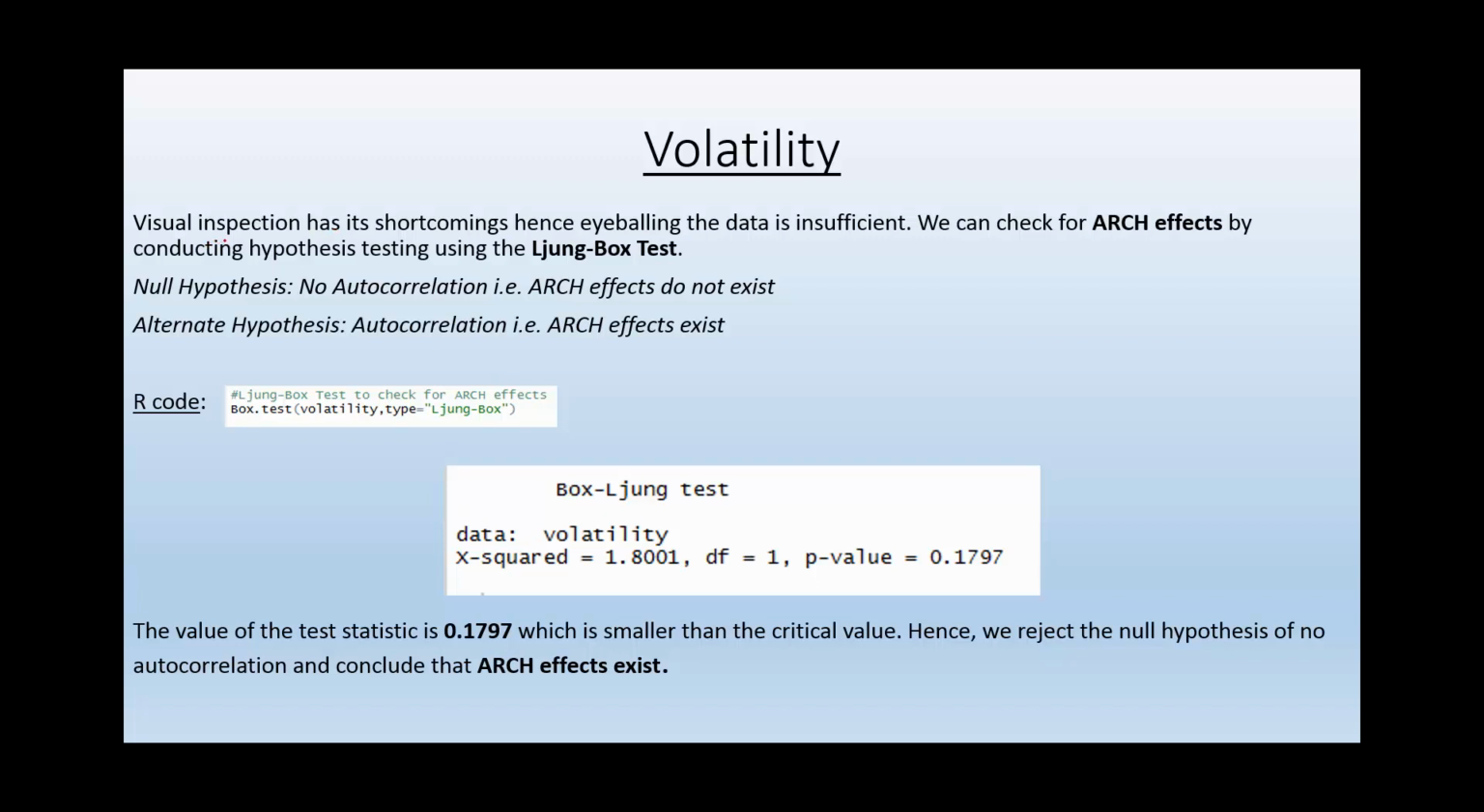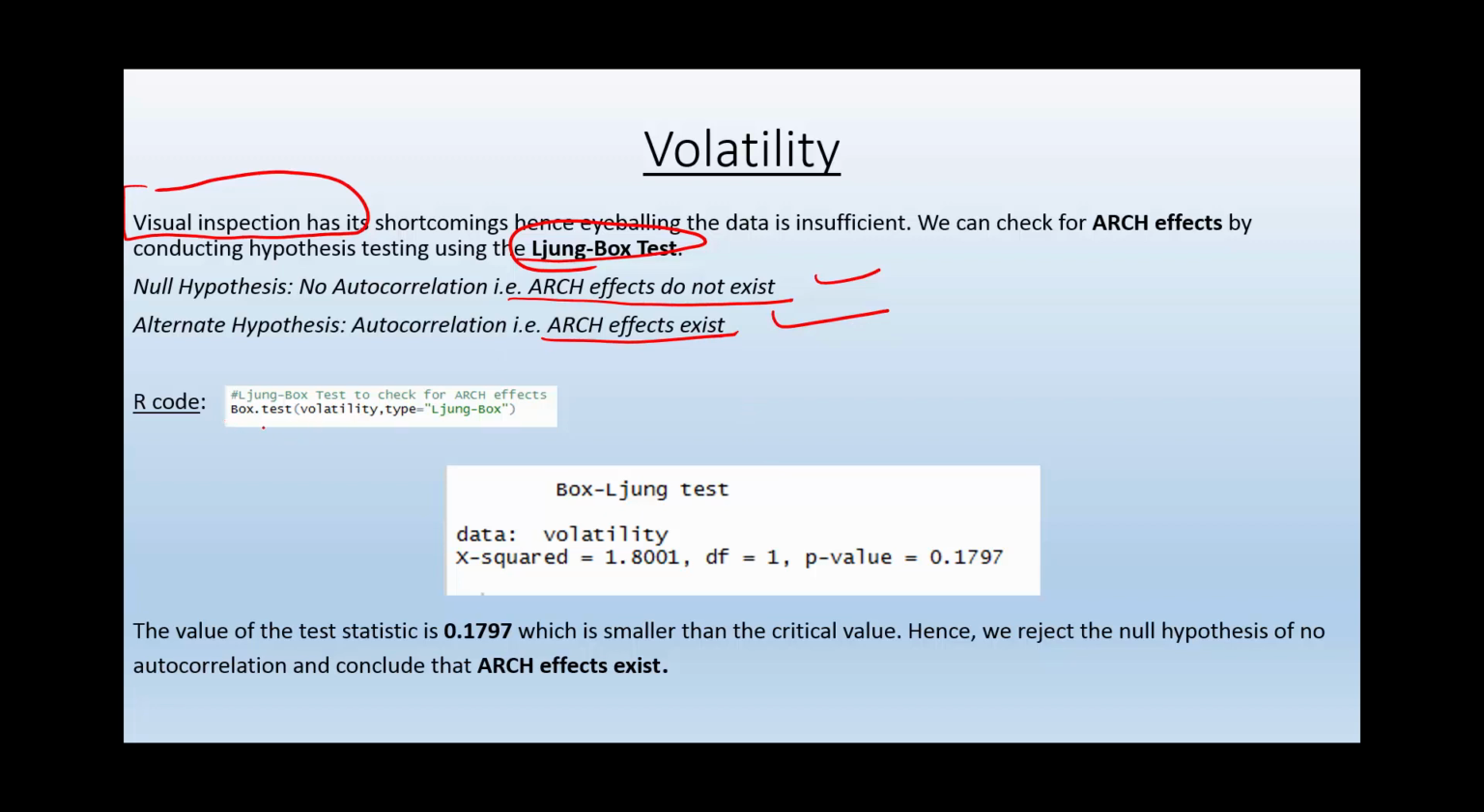So the visual inspection we have done using graphs. We have seen three graphs to showcase that volatility modeling is required. We'll do a statistical test here. We'll do the Ljung-Box test. It's used in other areas also, and it's used here as well. The null hypothesis is that there is no autocorrelation, that ARCH effects do not exist. The alternative is that ARCH effects do exist.